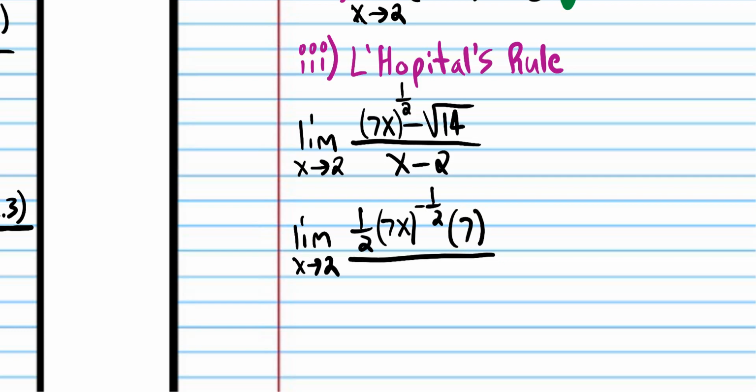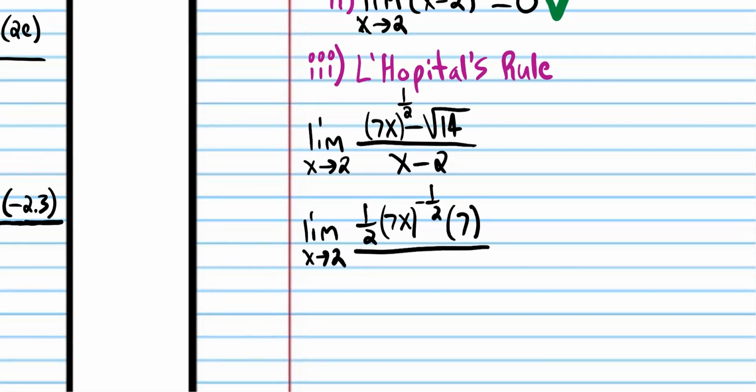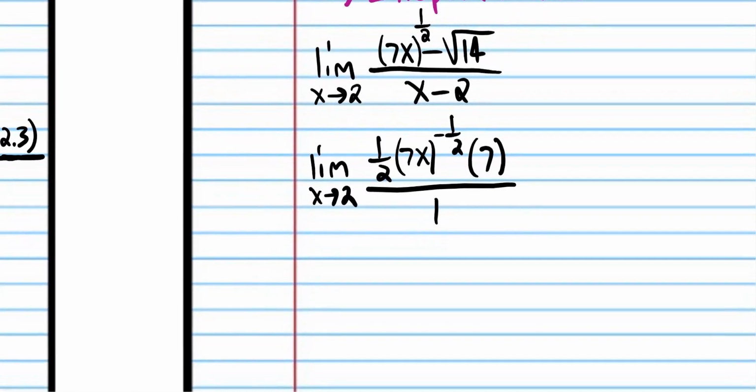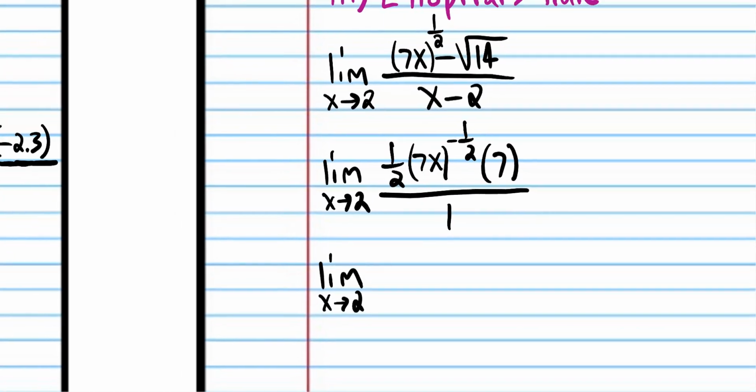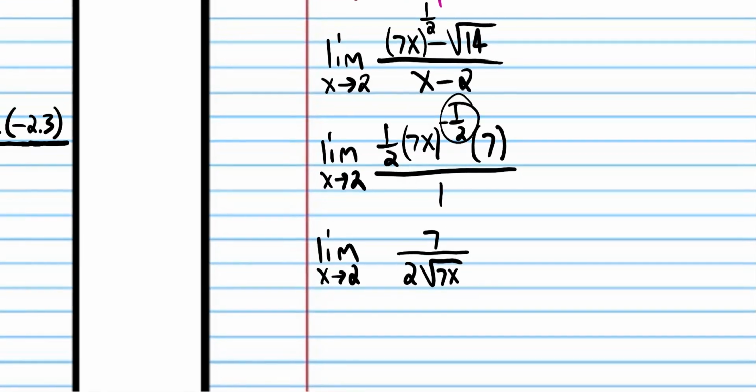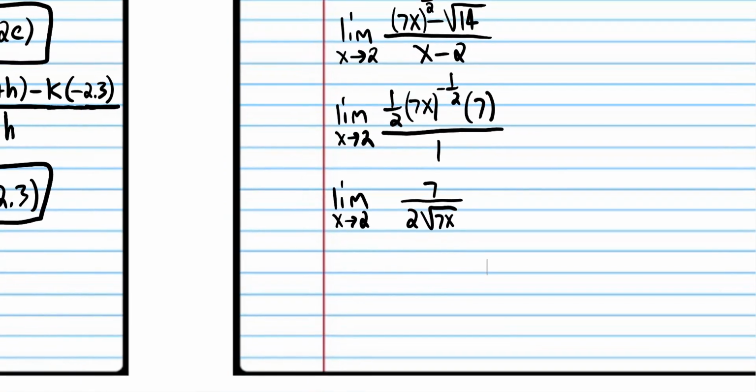A lot of students think that they can escape from the chain rule. You can't escape. Derivative of root 14, well, that's just 0 because that's just a constant. Derivative of x minus 2 is just 1. Well, now, if we simplify, we end up with 7 over 2 times the square root of 7x. So that's just basic math. The negative power comes down and turns into a root. That's all stuff that you should know. Well, now we just plug in 2.